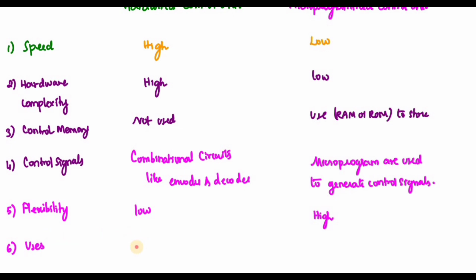Next, uses. It is used in the RISC CPU. So what does RISC mean? Reduced instruction set computer. Whereas this is used in CISC. It is called complex instruction set computer.